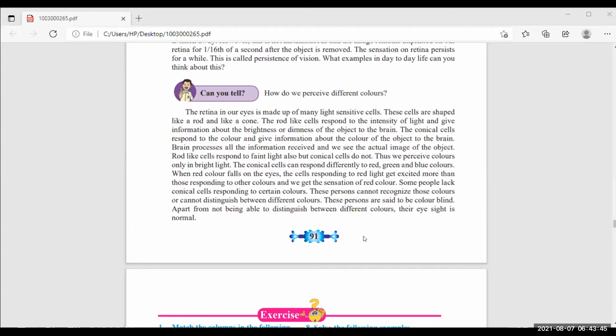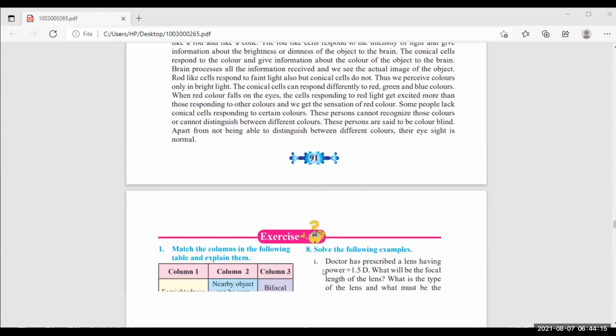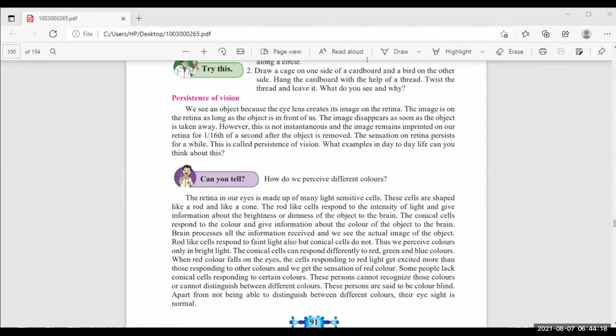And due to that reason, some people who are lacking conical cells are lacking, we can say, the ability to identify the colors which are represented to their eyes, and these persons are said to be color blind. Apart from this, they cannot distinguish between the different colors. Their eyesight is normal, means they are unable to see the colors or identify the colors immediately, but they can see objects normally. So like this, today we have completed our lesson.